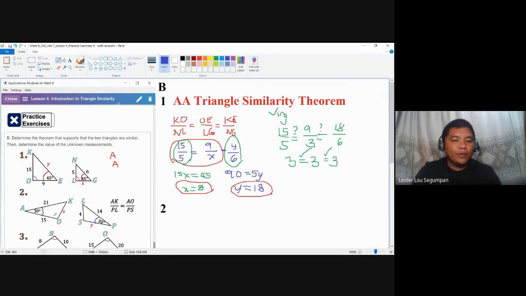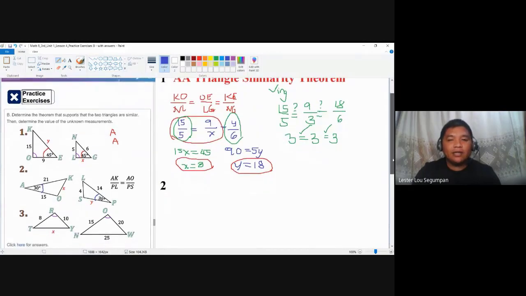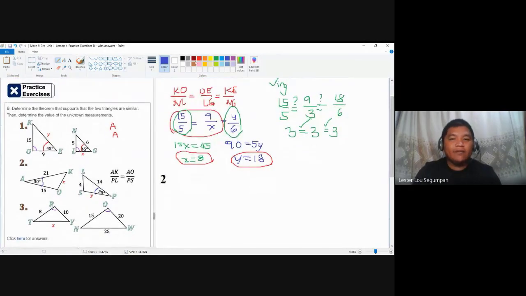Only if we are given another pair of angles could we use the same concept as number 1. But we only have one angle here. So what do you think? Are they similar or not? Simply look at the given on this side here. We're already assured that AK over PL is equal to AO over PS. This would mean that two pairs of corresponding sides are already proportional.